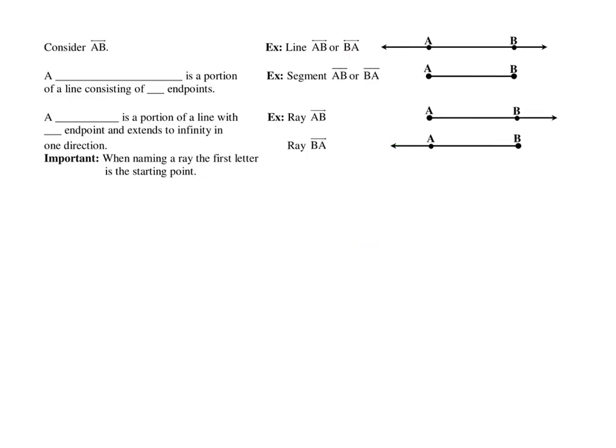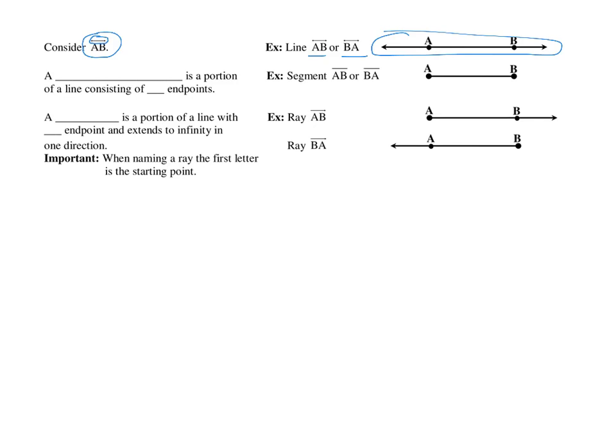All right, consider line AB, all right? Because it has a line symbol above it, we call it line AB. So here we have some examples. We have line AB or BA. It doesn't matter the order of the letters, it still describes the same line.